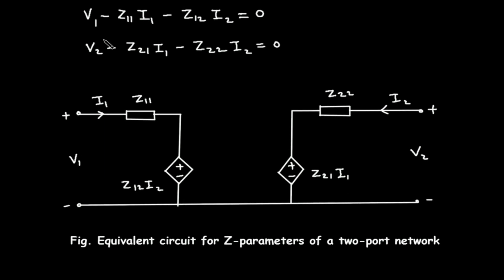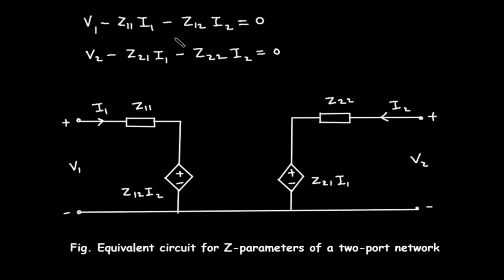So here we can draw the equivalent circuit for Z parameters of a two-port network. From this equation of KVL, we can draw the equivalent circuit. So this will be V1 and this will be I1. This V1 is the input voltage and I1 is the input current. Now here this is I1 and we have to multiply this by Z11. So here this will be Z11.